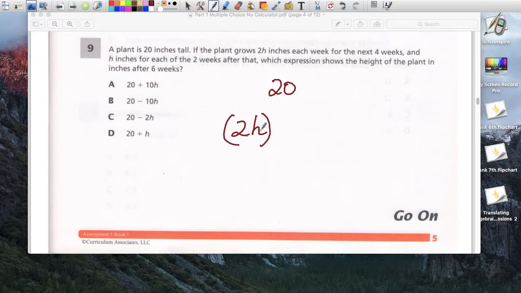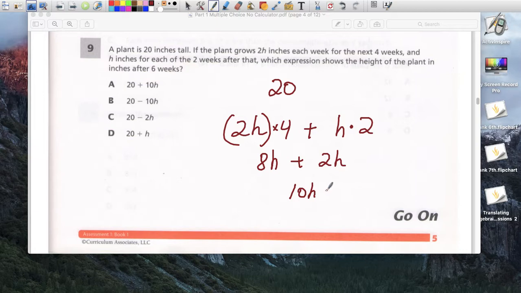So we're going to multiply this by 4. And then 8 inches for each of the 2 weeks, and 8 inches times 2. So first it's going to grow 2H for 4 weeks. So if you multiply 2H and 4, you get 8H. Plus, H times 2 is just 2H, and then let me rewrite this with a coefficient in the front. And if we can add these, right, because they're common, what do you call it? Like terms, 8H plus 2H is 10H.